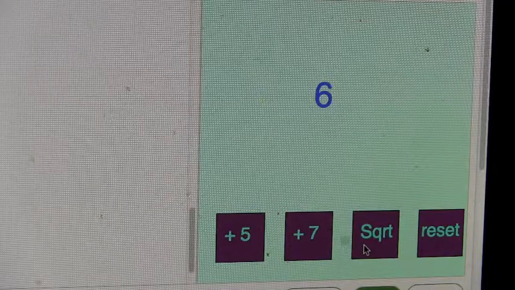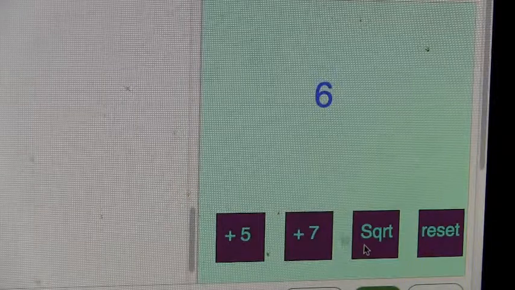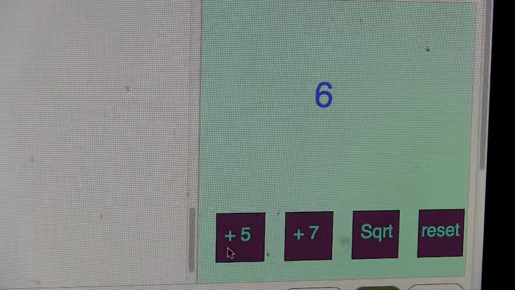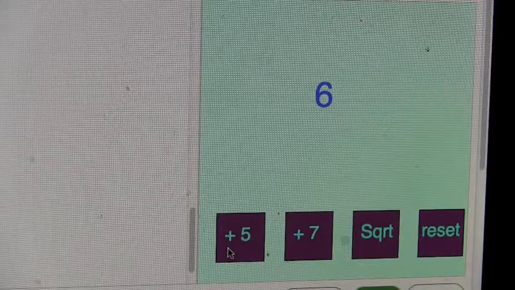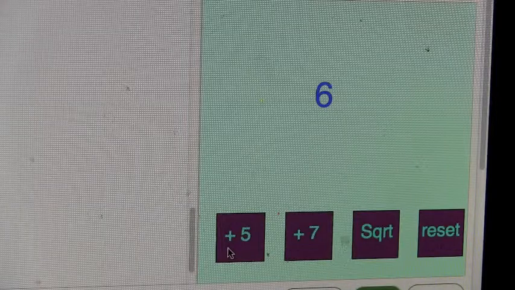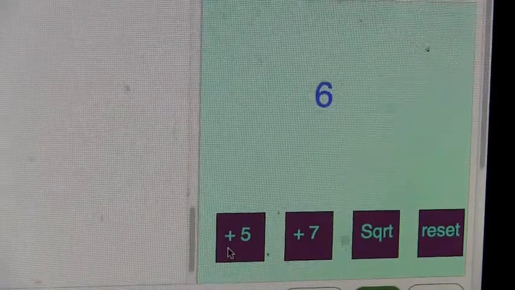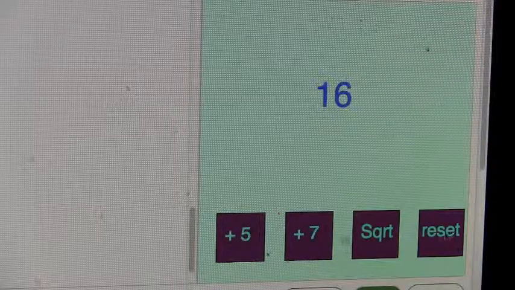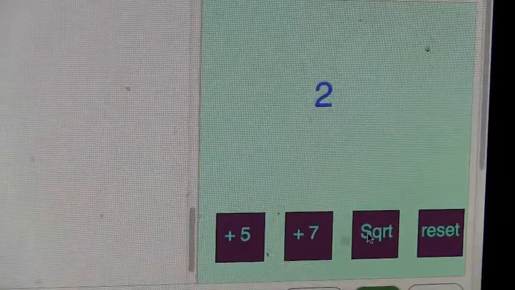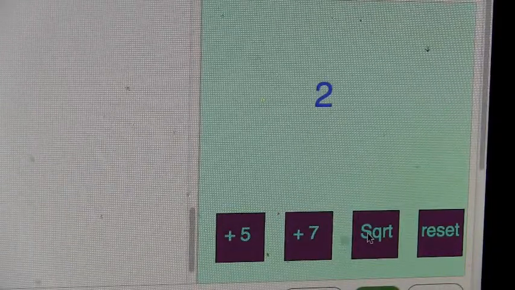Now what? So you just made a new number. Wait, hold on. I think maybe we can add 10 now. We can get 16. Then we can hit the square root twice. Interesting. 16, 4, 2. So there's a couple different ways to do it. Pretty interesting.